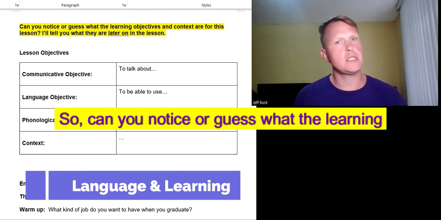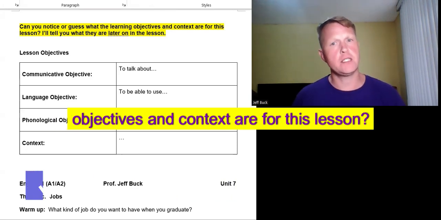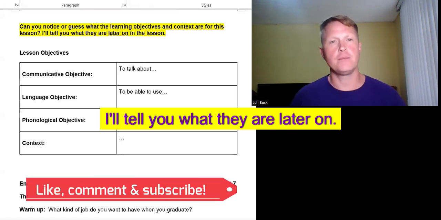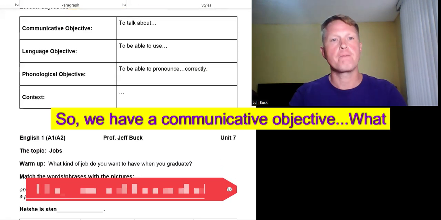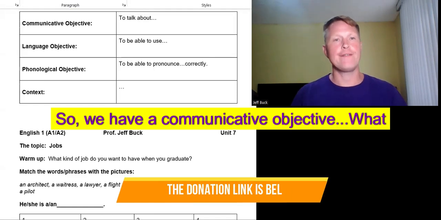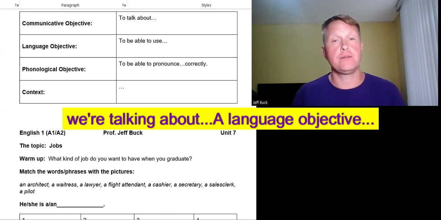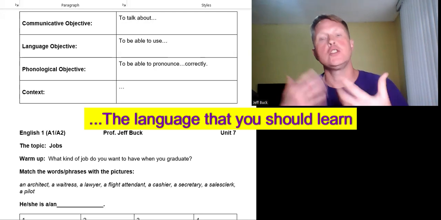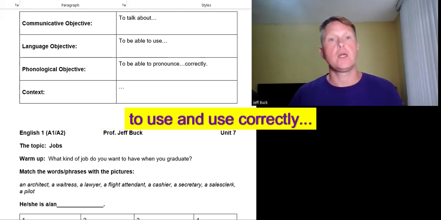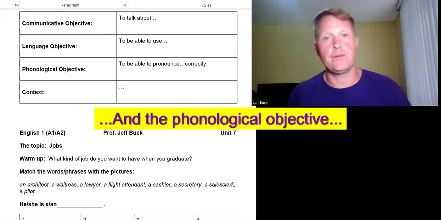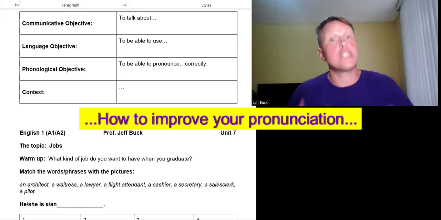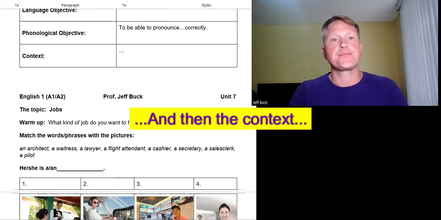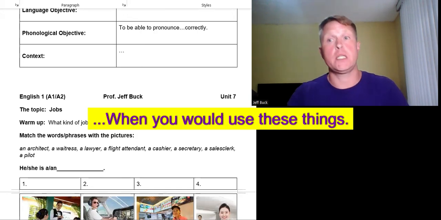So can you notice or guess what the learning objectives and context are for this lesson? I'll tell you what they are later on. So we have a communicative objective, what we're talking about, a language objective, the language that you should learn to use and use correctly, and the phonological objective, how to improve your pronunciation, and then the context, when you would use these things.